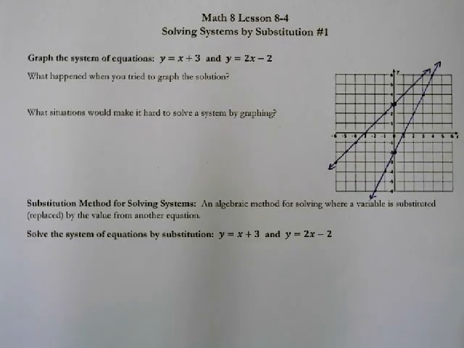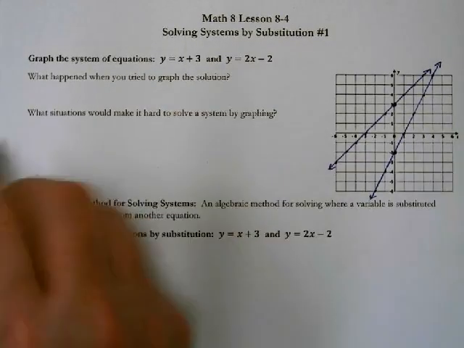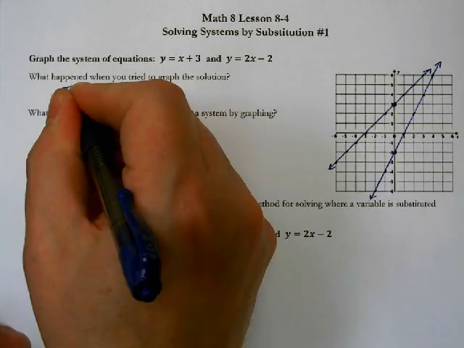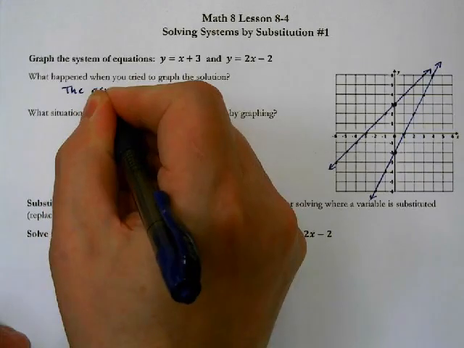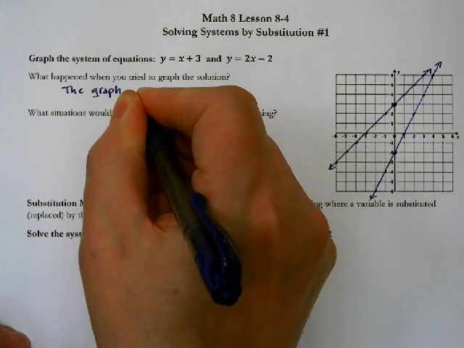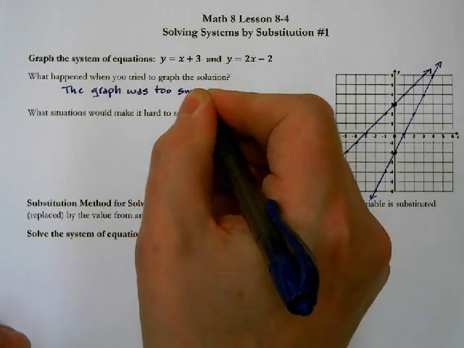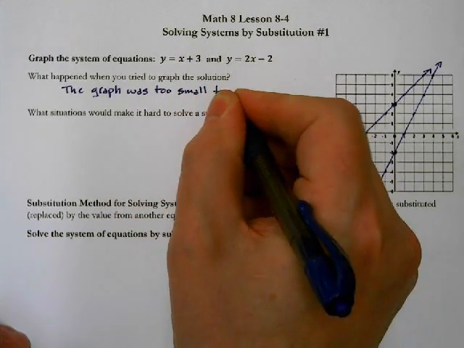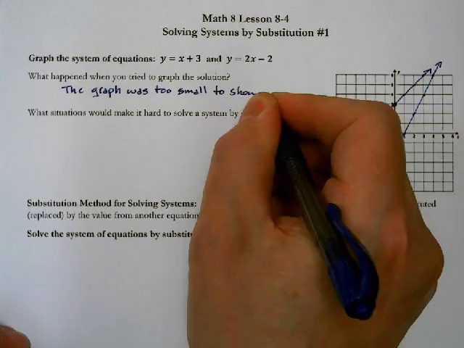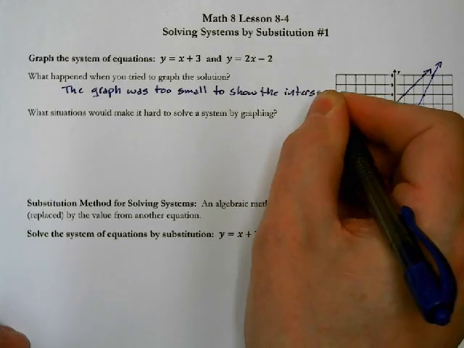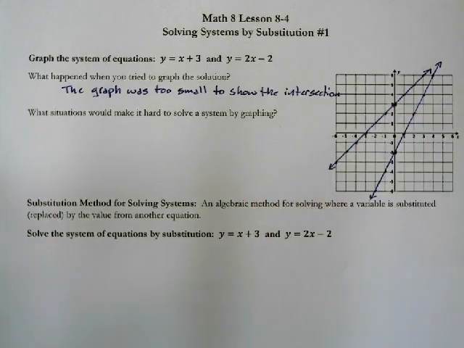So what happened when we tried to graph the solution? The graph wasn't big enough to show where the two lines intersect. Let's just say the graph was too small to show the intersection. I know that there is going to be an intersection. I just can't see what it is because the graph was too small.